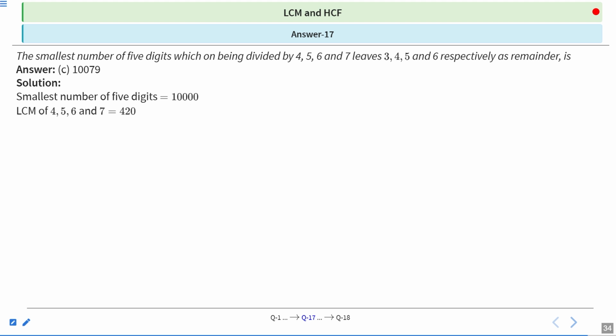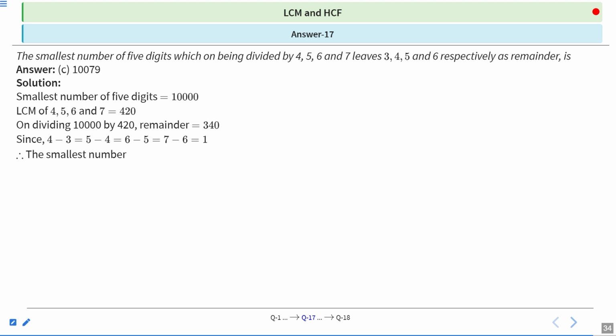So the LCM of 4, 5, 6, and 7 is 420. So when we divide 10,000 by 420, we are getting remainder 340. And since the difference of 4 and 3, 5 and 4, 6 and 5, and 7 and 6 is 1, the smallest number then should be 10,000 plus 420 minus 340 minus 1. Because 10,000 plus 420 minus 340 is the number which can be completely divided by 420.